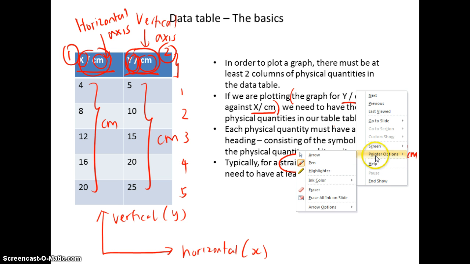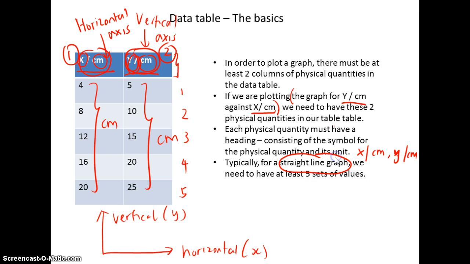Now what about curve graphs? Typically for a curve graph, we need to have at least 7 sets of values. That means 2 more. Obviously the more the merrier, the more accurate your graph will be. So now take the next 30 seconds to digest all the 5 points that we have just talked about.